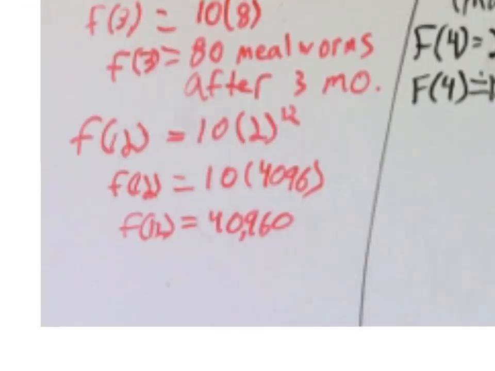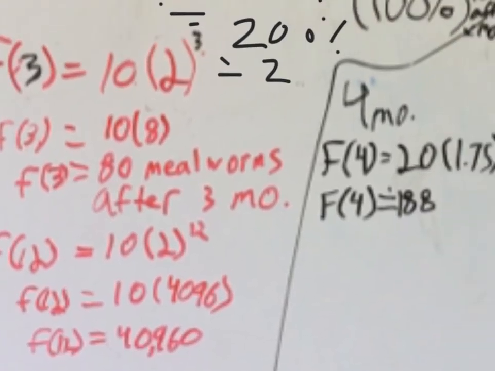We also knew that we needed to figure it out for 12 months or for a year, so they substituted in x, the number of months, as 12, did the calculation, and came up with the fact that there's going to be 40,960 mealworms after 12 months. Now, since their calculation was done quickly, it was recommended that they change either the growing time or the number of months it required to double.